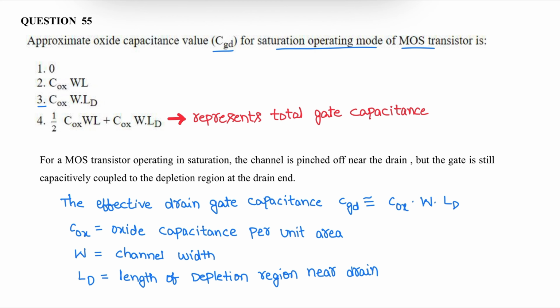For a MOS transistor operating in saturation region, the channel is pinched off near the drain, but the gate is still capacitively coupled to the depletion region at the end. So effective drain gate capacitance CGD is COX into W into LD, where COX is oxide capacitance per unit area, W is channel width, LD is length of depletion region near drain. And this option 4 represents total gate capacitance.